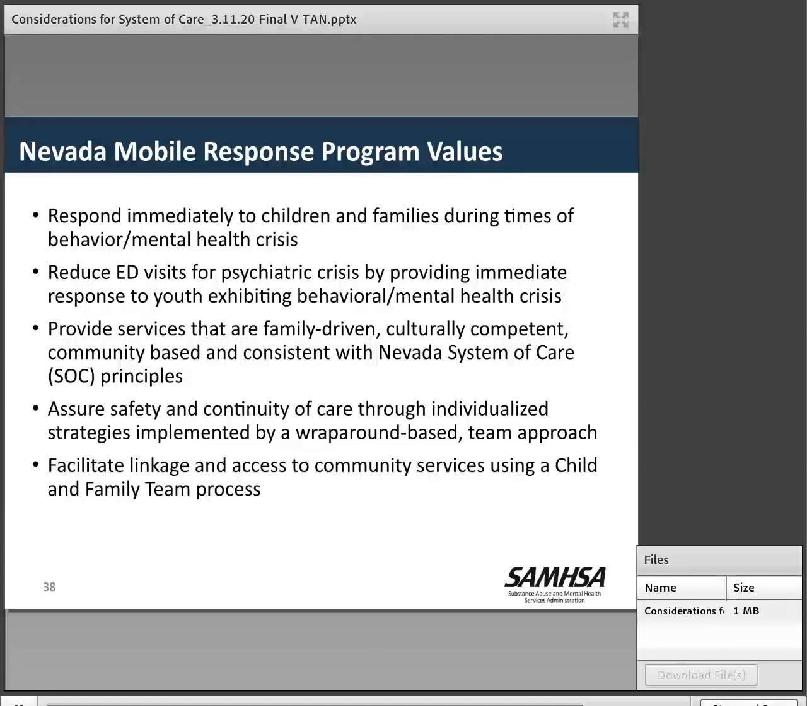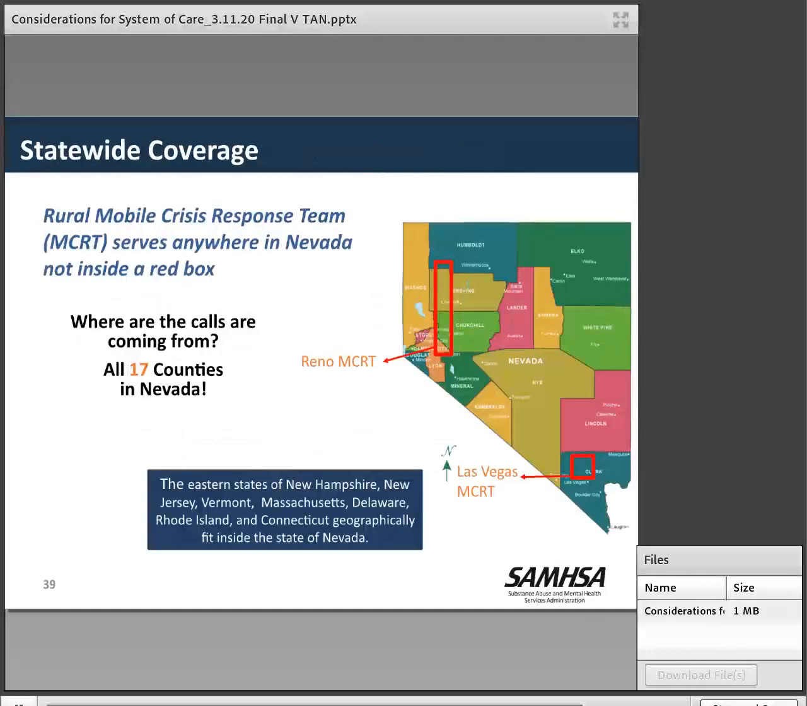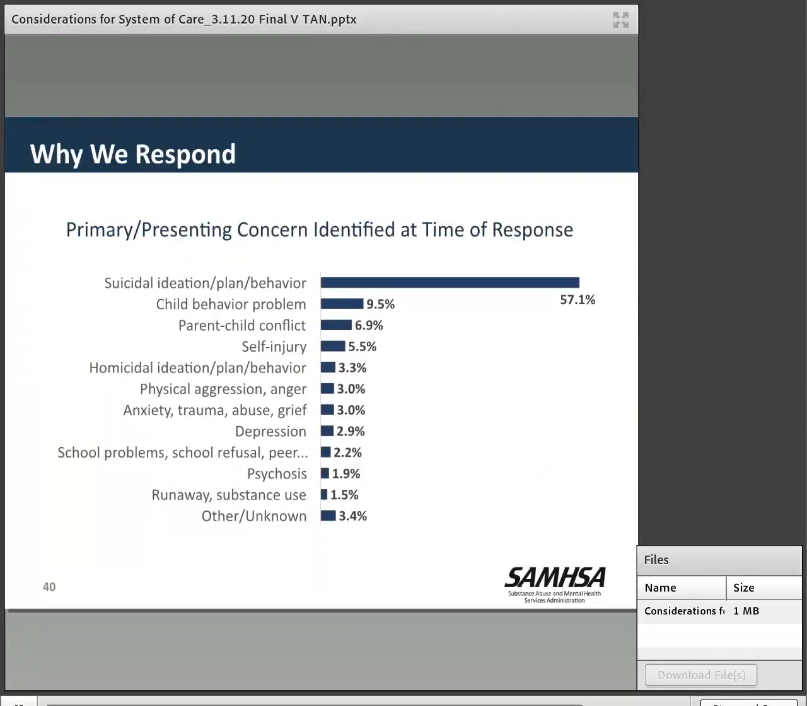So we really want to meet families where they are, to respond in the communities, and to ensure that we can come up with a safety plan that's going to support this youth and this family, both in the immediate needs and in the long term. In Nevada, rural mobile crisis is part of our mobile team, but it looks a little bit different, and we will talk about that in just a minute. But we are at this point getting calls from all 17 counties in Nevada, so that is very exciting for us. Nevada is a really large geographic area, so in the rurals we are utilizing telehealth to get to our families quickly.